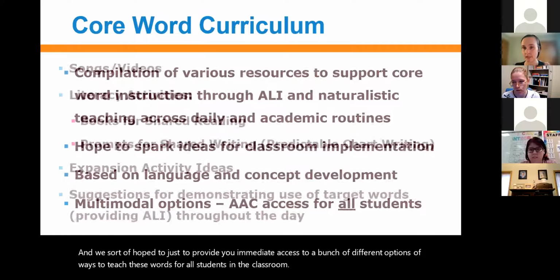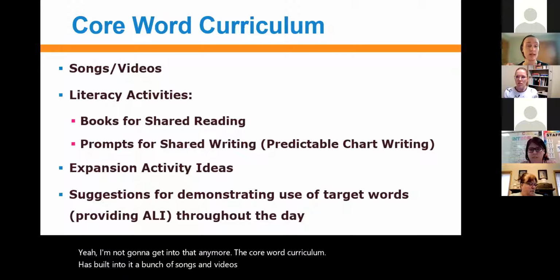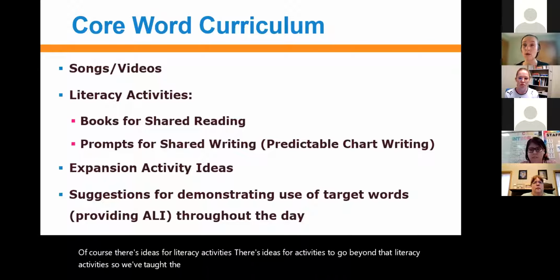I'm going to get into that more. The core word curriculum has built into it a bunch of songs and videos that target one word at a time, a core word, of course. There are ideas for literacy activities, and ideas for activities to go beyond that literacy activity. Like, we've taught the word, we read the book. How can I keep practicing this word throughout my day?